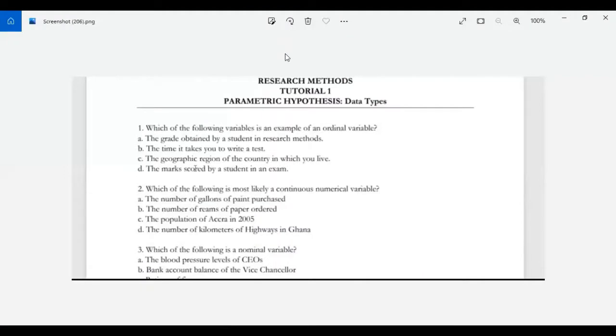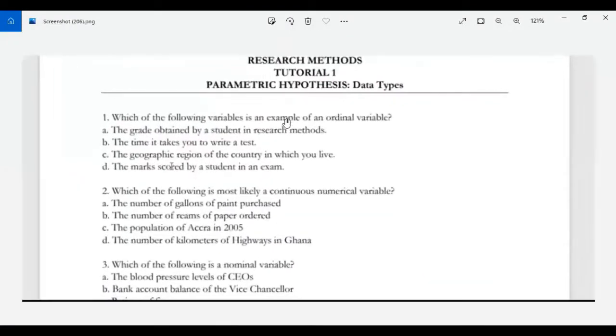Okay, so can you see the questions now? The tutorial set, can you see it? Yes, please. Okay, so let's start.